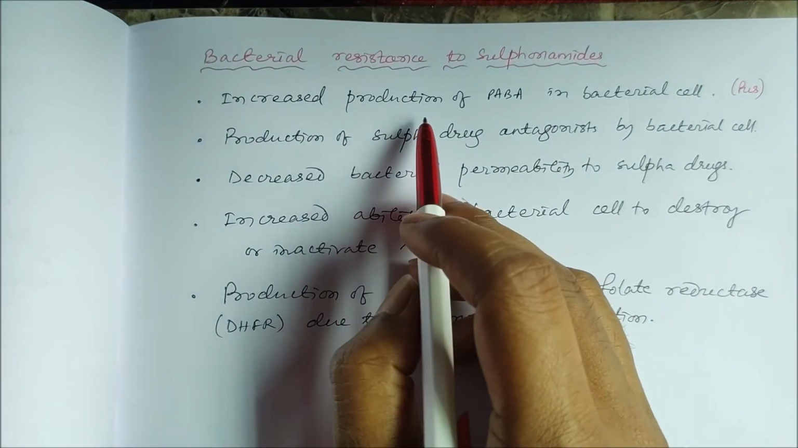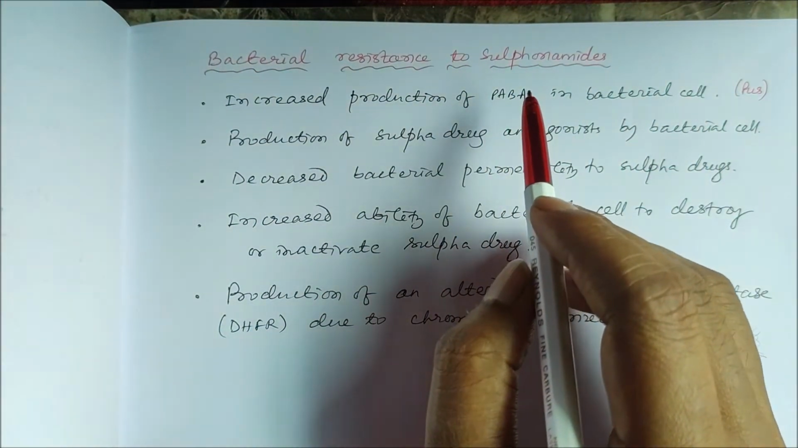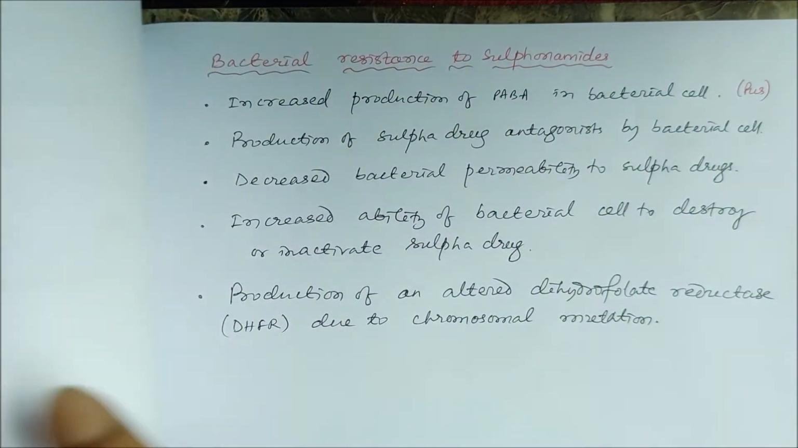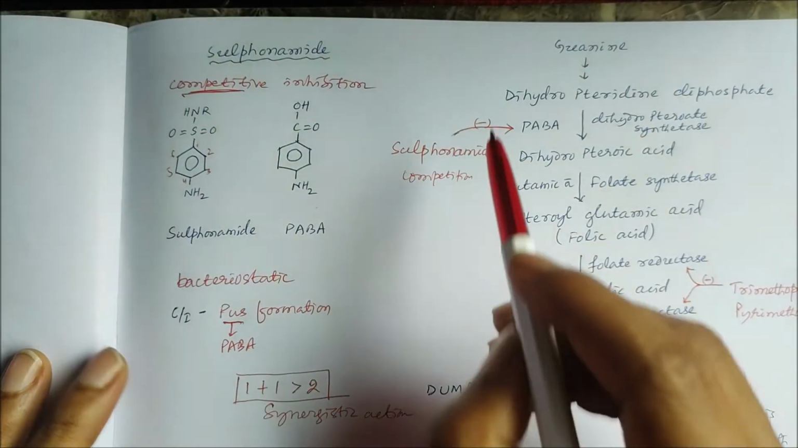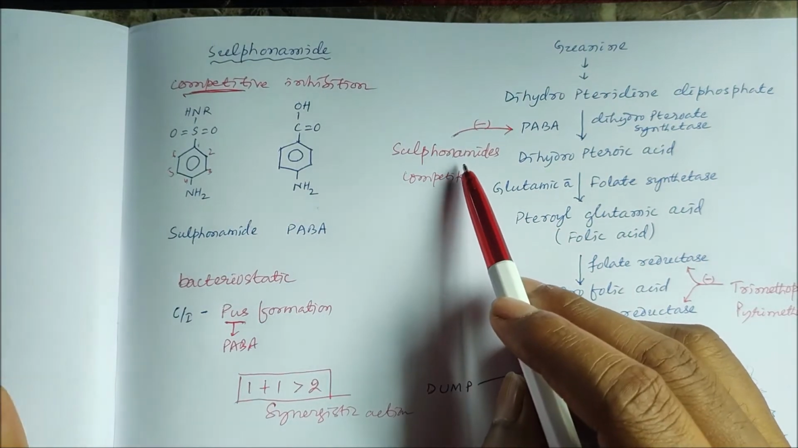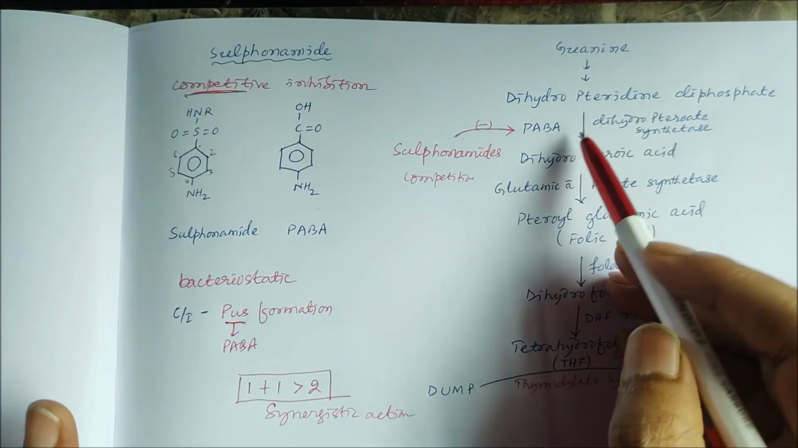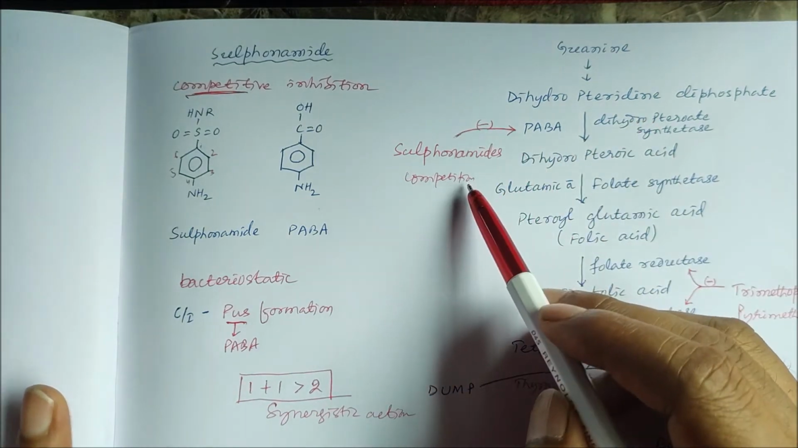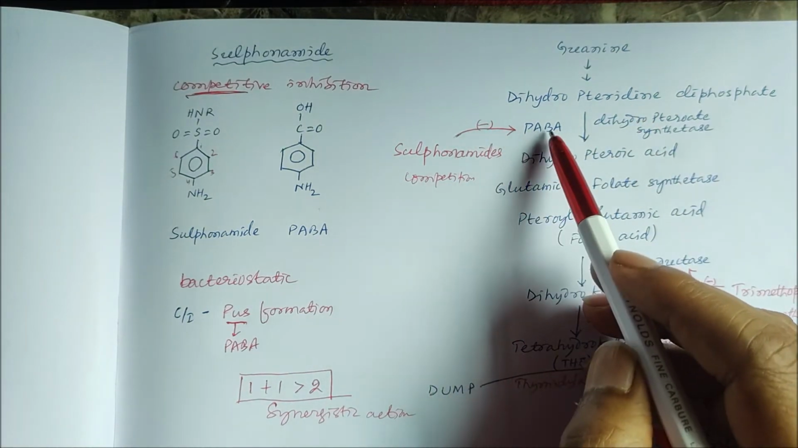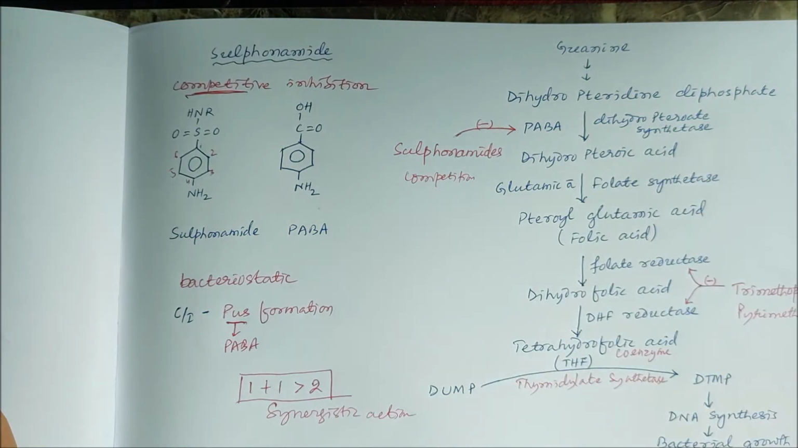When there is increased production of PABA in the bacterial cell, bacteria will show resistance to sulfonamides. Why? Because there is competitive inhibition of PABA by sulfonamides. If sulfonamides are more, they will be the substrate here, and if PABA is more, it will be the substrate for this enzyme, dihydropteroate synthetase.